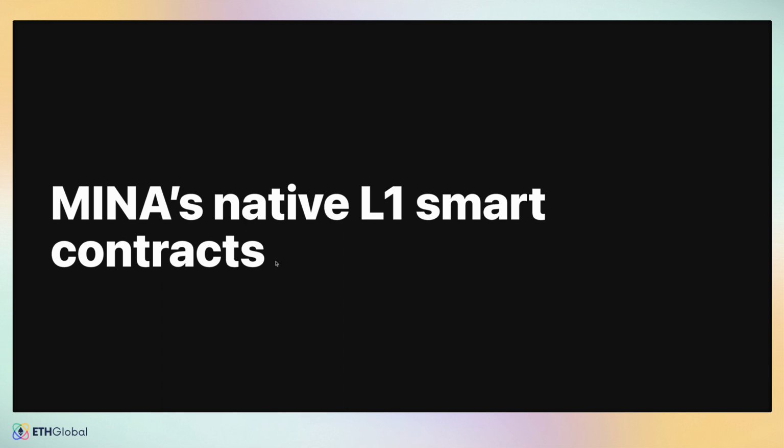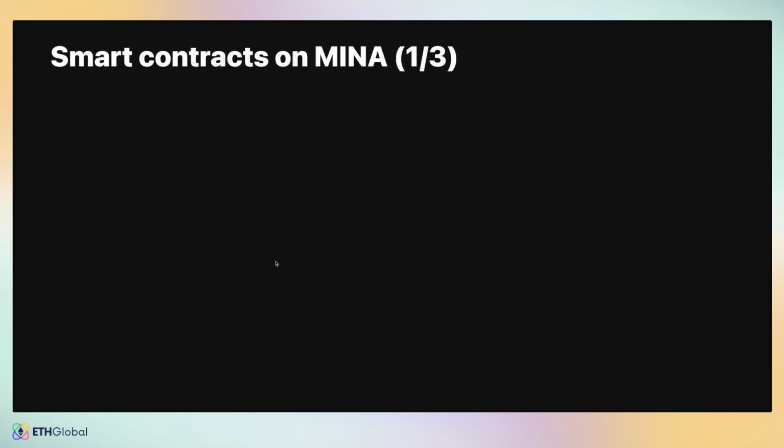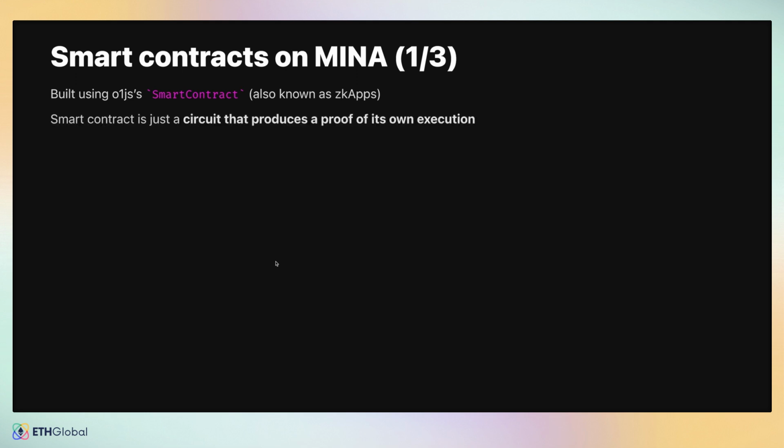Let's talk about how smart contracts work on Mina's native L1. So we already know that the L1 itself is basically a huge recursive set of proofs. So to verify the latest state, you just need a single proof. Now, let's take a look at how it affects the smart contract design and what you can do with the L1 smart contract. Smart contracts on Mina are built using the same o1js library as the ZK programs that we have seen before. There's a smart contract class that you can use, and people often refer to these as ZK apps.